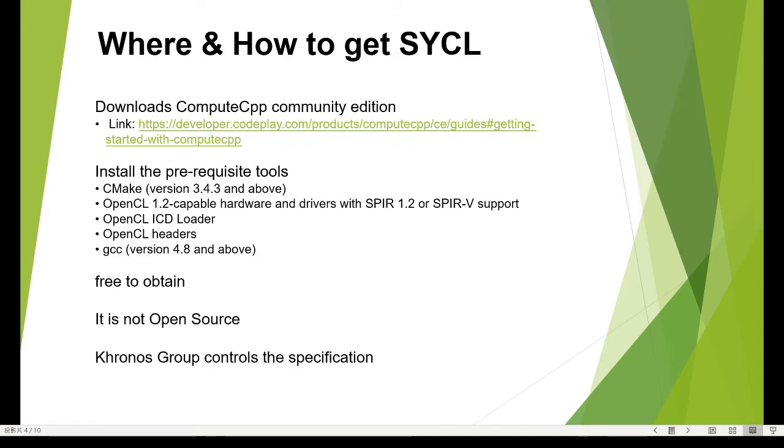The next slide is about where and how to get SYCL. Firstly, SYCL is not an open source programming model, but there is a community edition on the Compute CPP site to download. This link will provide the instructions and steps to install and use SYCL. Before you download it, you need to have the prerequisite tools like CMake, OpenCL, and GCC. It is free to obtain, and the Khronos Group controls all the specification of SYCL.